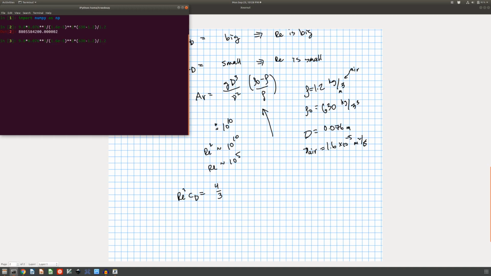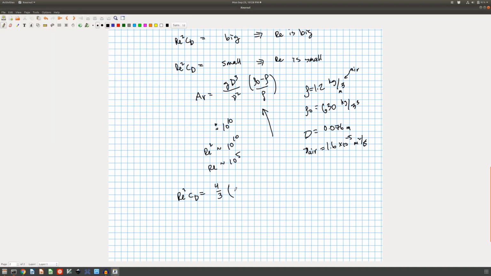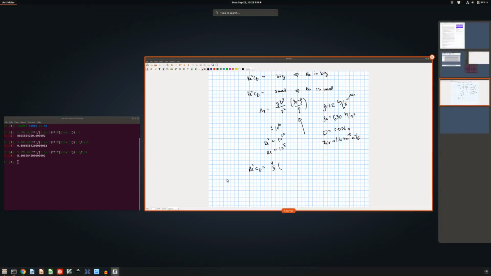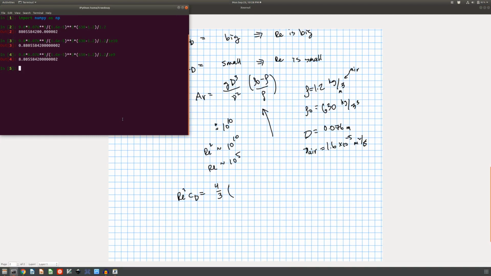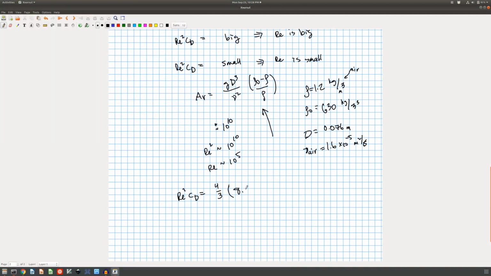And if I divide that by 10 to the 10, just to see, the number is 8.80 or 8.81 times 10 to the 9th. So let me do that. 8.81 times 10 to the 9th. So almost 10 to the 10th. Okay. Now I multiply by 4/3.